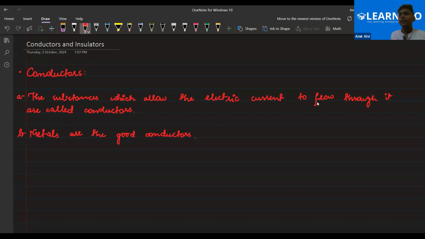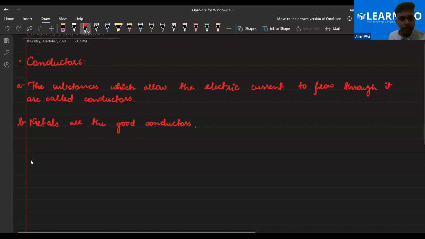In metals like iron, aluminum, zinc, copper. In normal household wires, copper is used as the conductor, right? When an electrician works in your home, you can observe that a brownish metal is present in the wires. That metal is copper.